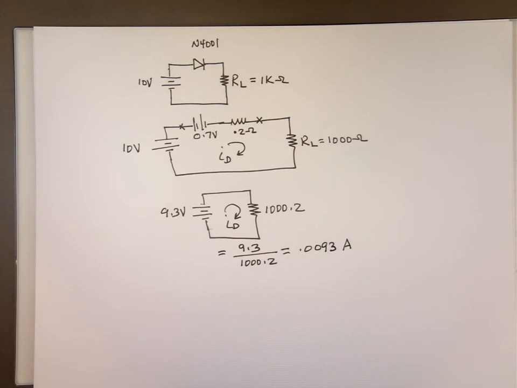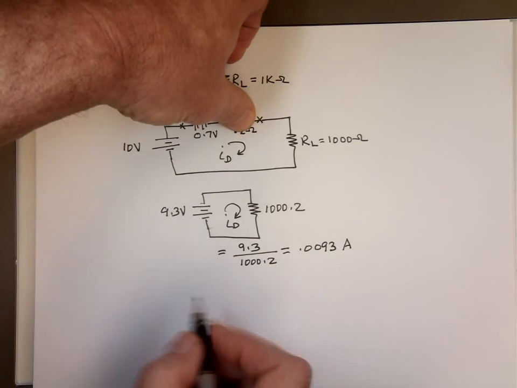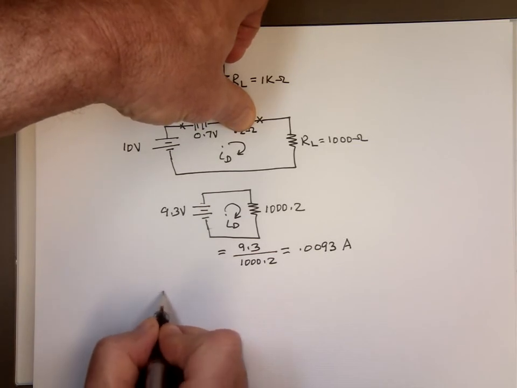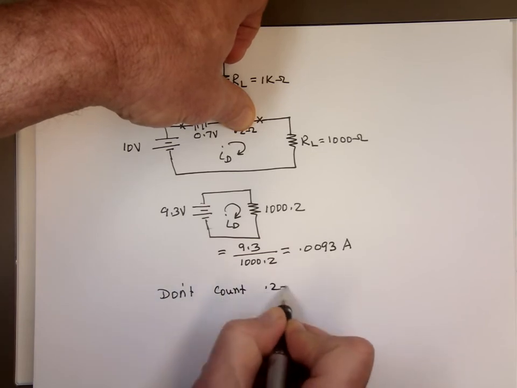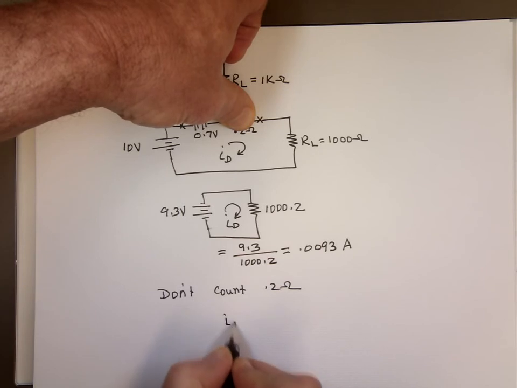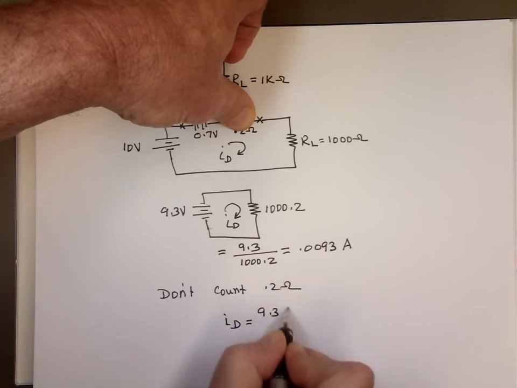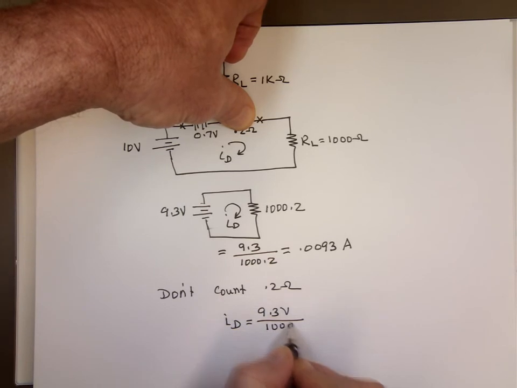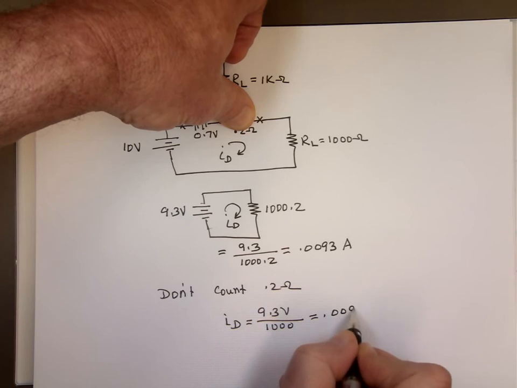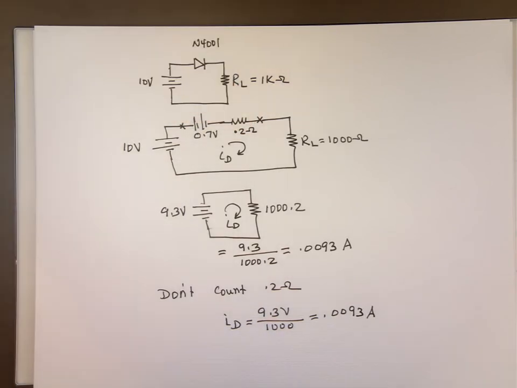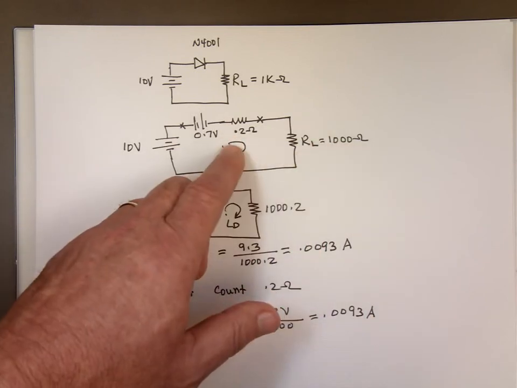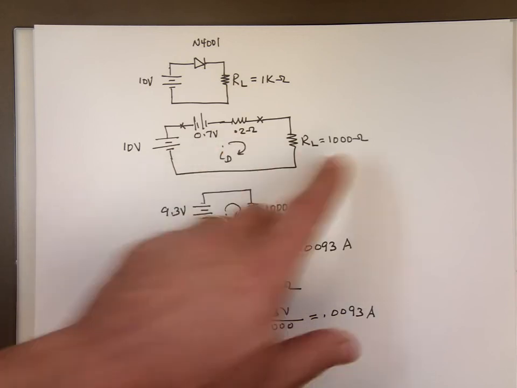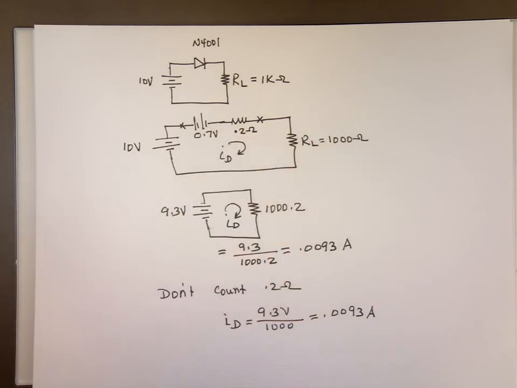So what happens if I didn't count the 0.2? If I don't count the 0.2 ohm, then I sub D will be the 9.3 volts divided by 1,000. Guess what the answer is? Still 0.0093 amps. This number is more than 1,000 times bigger than this. Actually, 5,000 times bigger than this. We said as long as this number is 100 times bigger than this, it is not worth adding. So I did it both ways just to show you. It really doesn't make a difference putting that in or not.